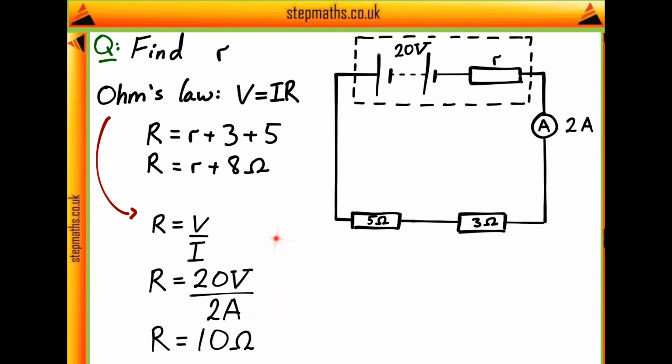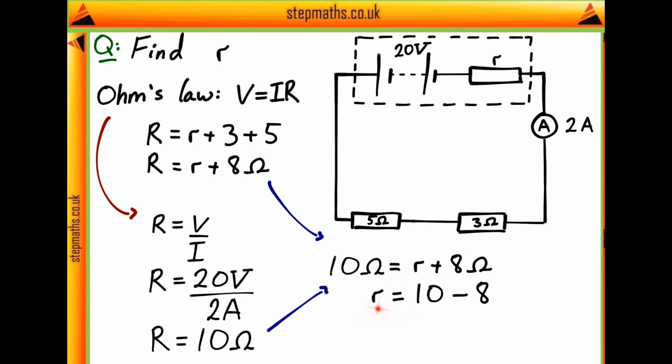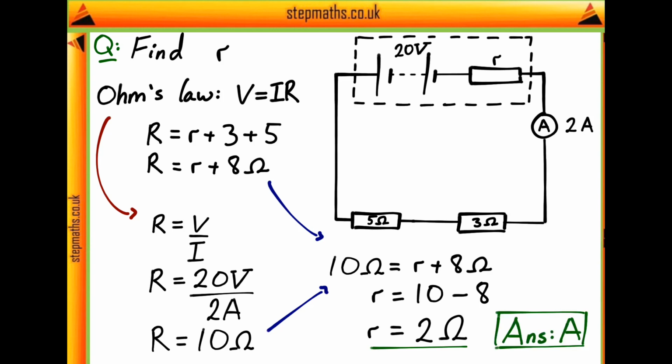Now using this fact that R equals 10 ohms, and our equation that R equals small r plus 8 ohms, we can say that 10 ohms is equal to r plus 8 ohms, which we can rearrange for r to get that the internal resistance of our battery is just 2 ohms. So this answer is just going to correspond with answer A given in the question.